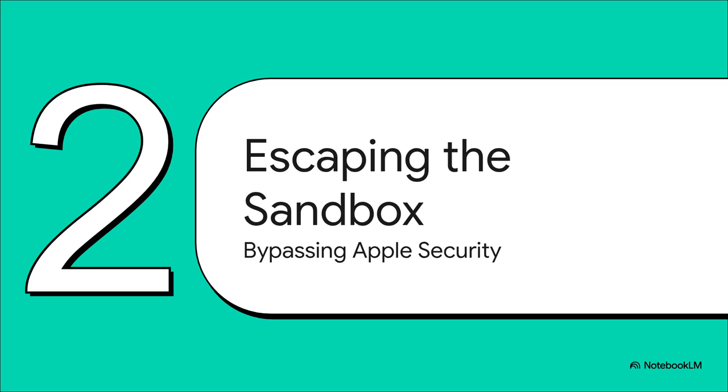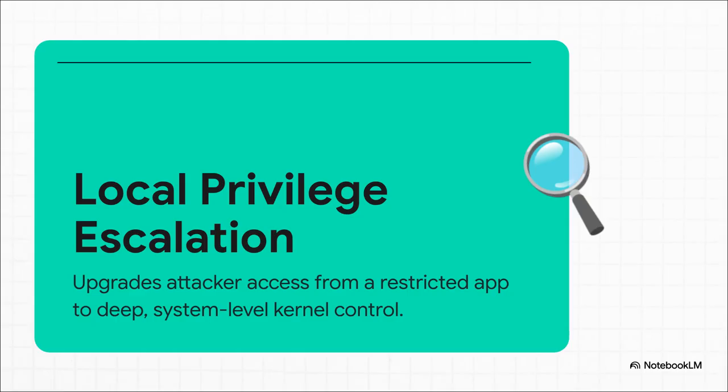Section 2. Escaping the iOS sandbox. Bypassing Apple security. All right, so the malware is inside the browser, but iOS uses a sandbox to keep apps isolated from the core OS. Coruna needs to break out. This is where that local privilege escalation, or LPE, comes into play. To break out of the browser's restrictions, Coruna uses an LPE to upgrade its access. It jumps from being trapped inside a restricted Safari process to gaining deep, system-level control over the kernel. It now has the keys to the entire building.